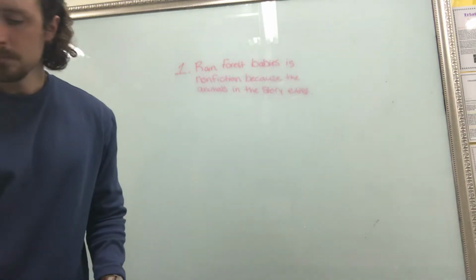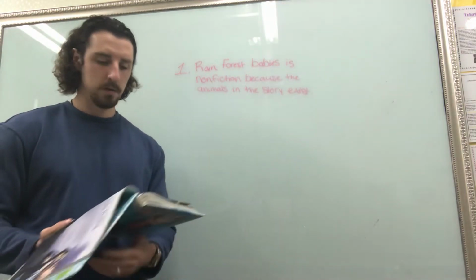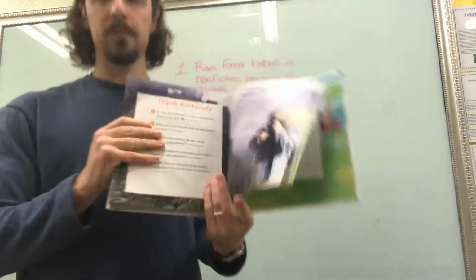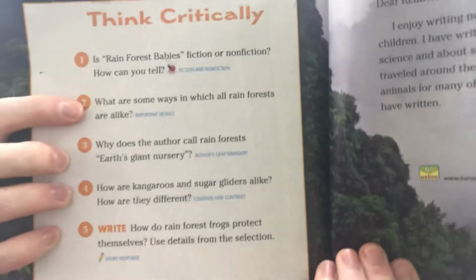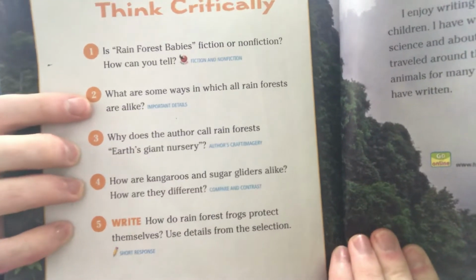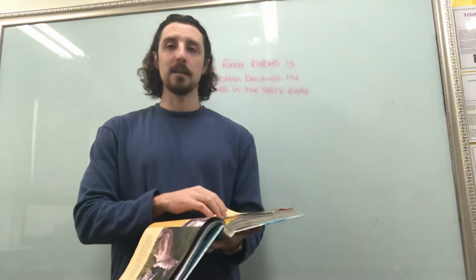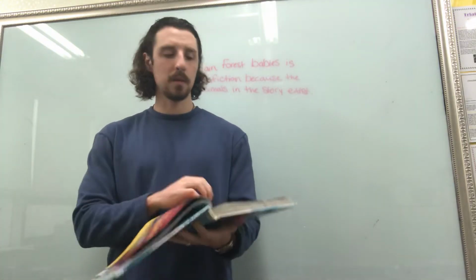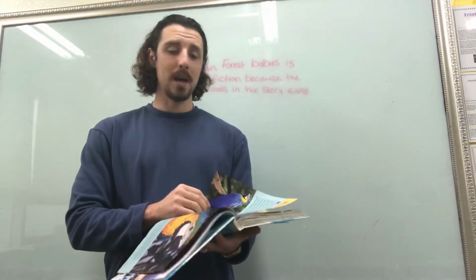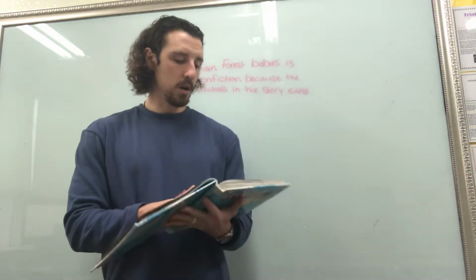So, pause the video if you want to make sure that everything's right, but we're going to move on to question 2. If you look at question 2, what are some ways in which all rainforests are alike? If something is alike, it means it has similar things. It is the same in some ways. So in which ways are rainforests all alike?